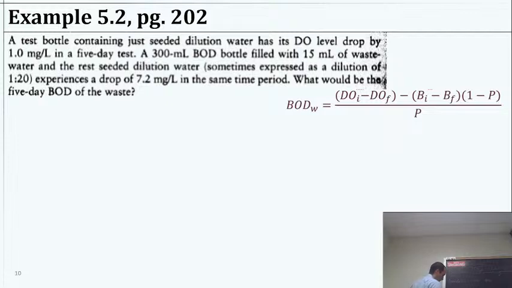So we're looking for the BOD 5 of the wastewater in this question. And we are also given this information. So the mixture is 15 milliliters of wastewater in 300 milliliters, and this drops the DO by 7.2 milligrams per liter.